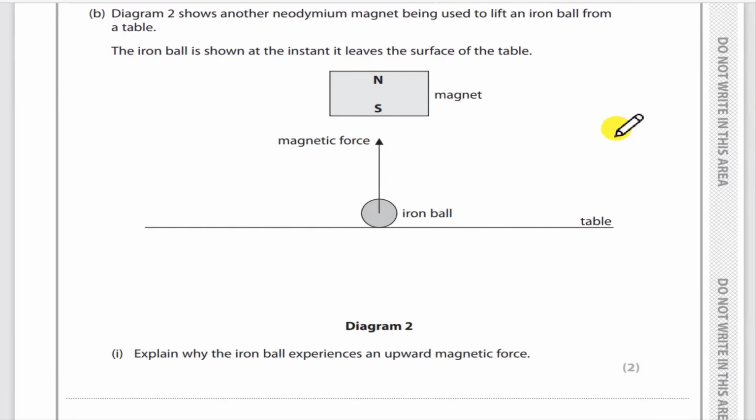Diagram 2 shows another neodymium magnet being used to lift an iron ball from a table. The iron ball is shown at the instant it leaves the surface of the table. Explain why the iron ball experiences an upward magnetic force.